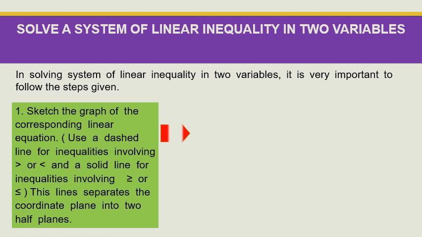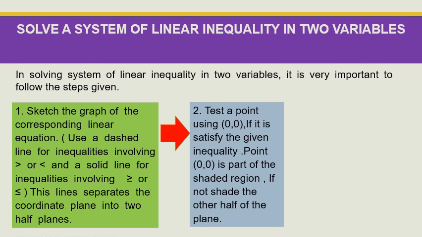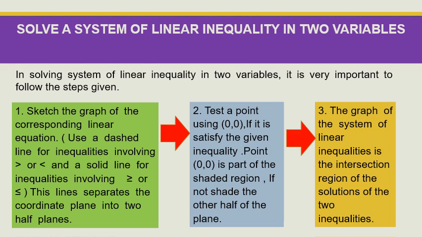The second: test a point, using (0, 0), to see if it satisfies the given inequality. If it does, point (0, 0) is part of the shaded region. If not, shade the other half of the plane. The last one: the graph of the system of linear inequalities is the intersection region of the solutions of the two inequalities.